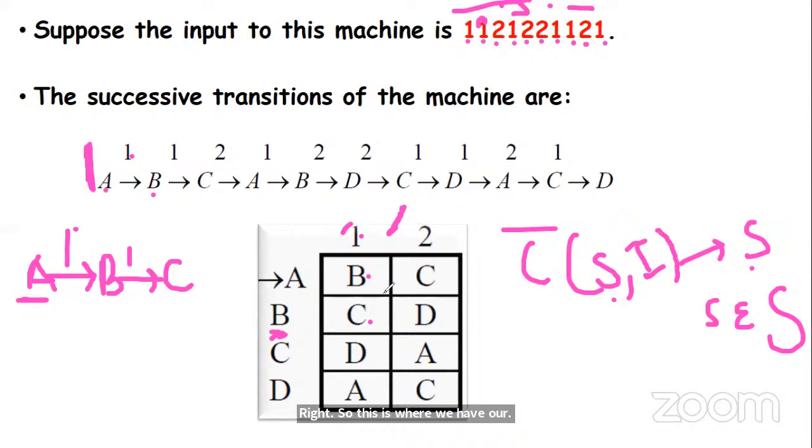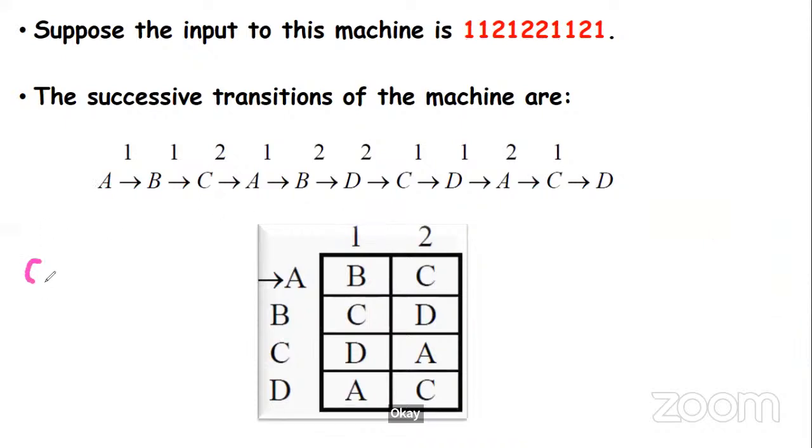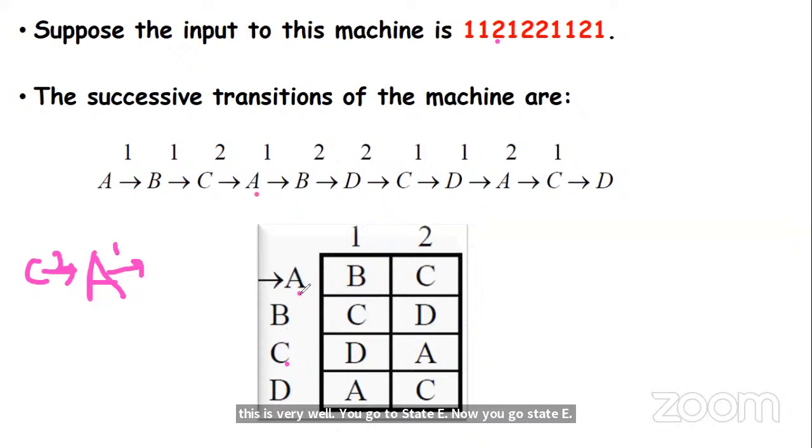Okay. Then the next one, you are now on state C. The next input symbol is what? 2. So you are in state C, you read a 2. Where will 2 take you to? When you are at C, it will take you to A. So on reading 2, you go to state A. Now you are on state A. The next input is what? 1. So you are on state A, you read a 1. It takes you to where? B.